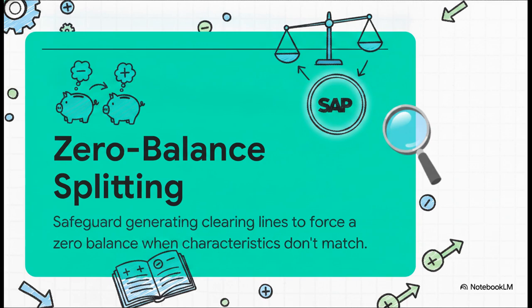When this happens, SAP automatically generates balancing line items using a special zero balance clearing GL account to force a zero balance. Imagine a manual cross-profit center transfer. You move an expense of 5,000 from profit center X over to profit center Y.